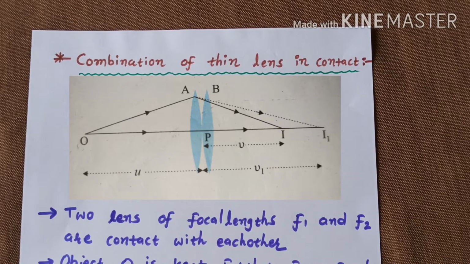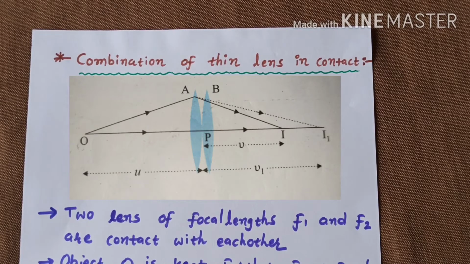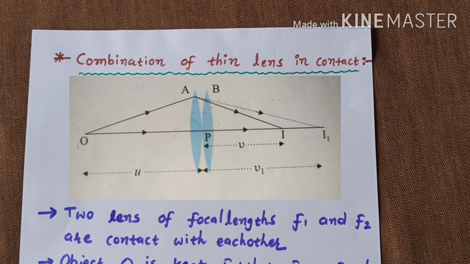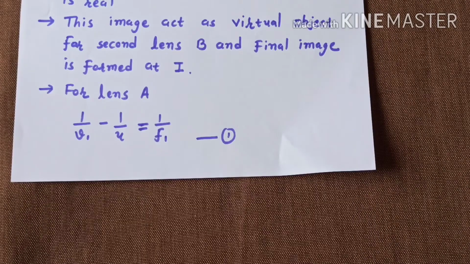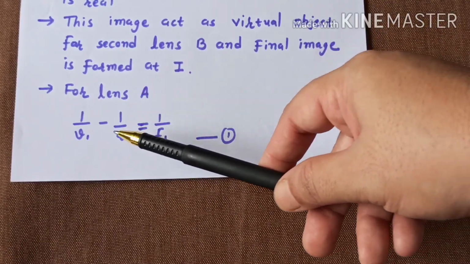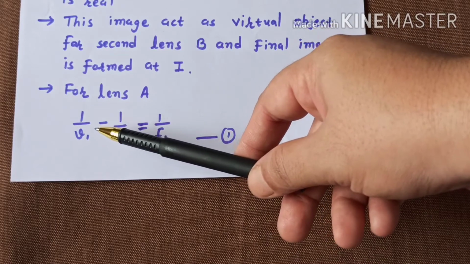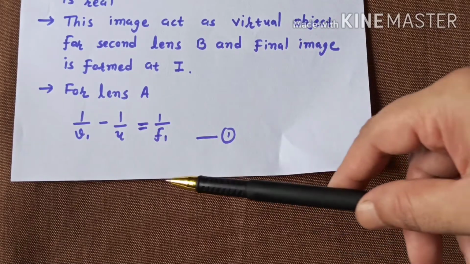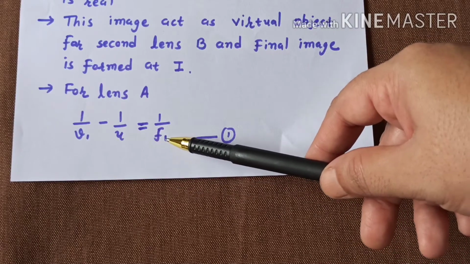Because we are considering the image formed due to two different lenses. So here, for the first lens A, you can see the rays which are refracted and forming the image at I1. So what would be the formula for the same? That we'll discuss. What happened for lens A? Here you can see we have an intermediate image distance, that is V1, object distance is U, and focal length of A, that is F1.